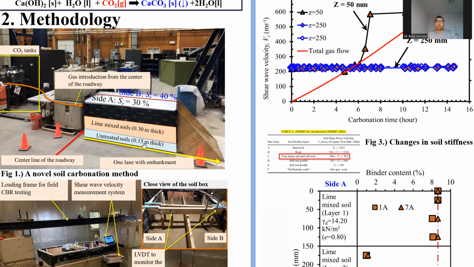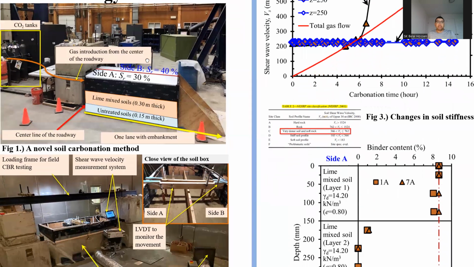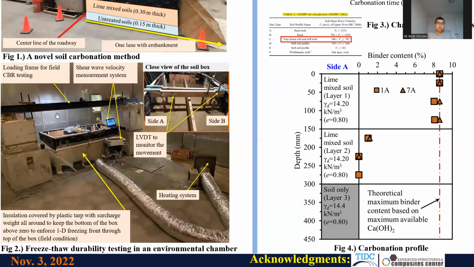After carbonation, we performed field California bearing ratio test to determine the strength improvement by carbonation. After that, we took this box into a large environmental chamber to apply freeze-thaw cycles. The objective of this experiment is to evaluate the freeze-thaw durability of carbonated soil under different freeze-thaw cycles. So in this figure, you can see we try to simulate a 1D freezing condition.